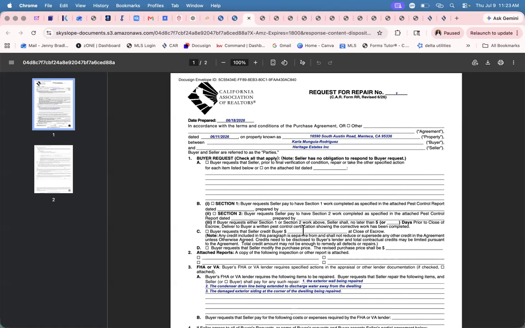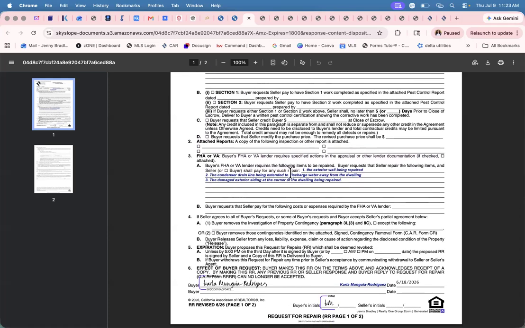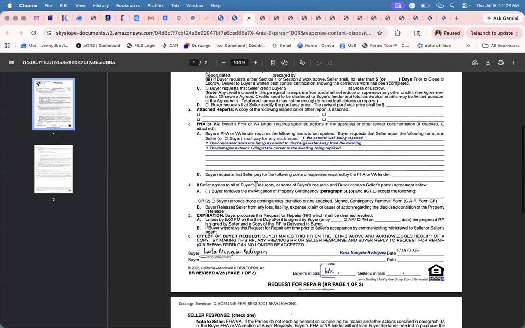Okay. That would be right here. You would put an amount. And right here is what your buyer requests. And if the actual loan officer or the appraisal has called anything, you would put it right here. Okay.